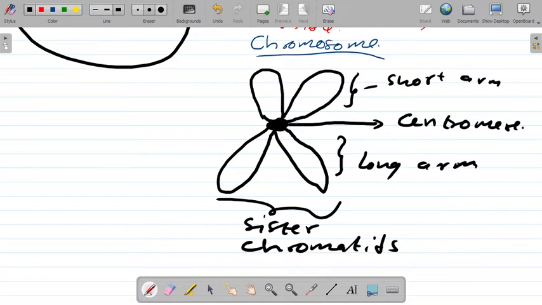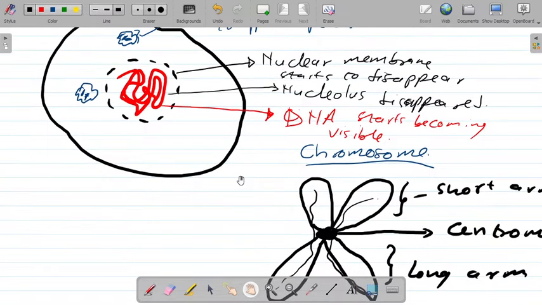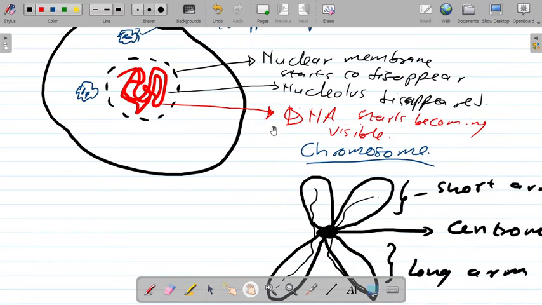These are sister chromatids. We have one sister chromatid over here and another over here. So these are two sister chromatids which will later split, right? Good. Now that we got that out of the way, as I mentioned, this DNA is basically going to become your chromosomes from the chromatin network. That is the organized form of DNA.